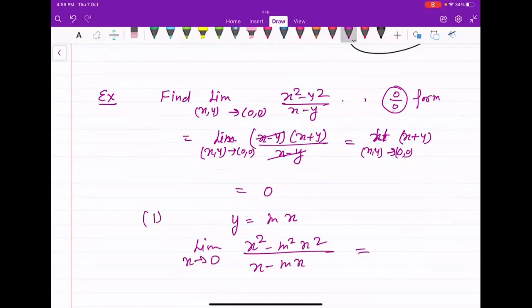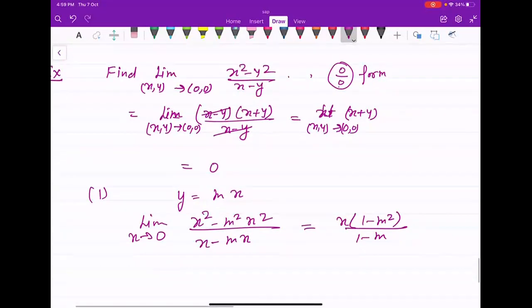In that case, what you're getting is x into (1 minus m square) upon (1 minus m). It is not coming out in terms of m. It is coming out to be 0 if you're taking limit x tending to 0. So in that case, it is again an undetermined case. Just like in one dimension, when you get 0 by 0 form, you cannot conclude anything because it is coming out to be 0. So that's why we have tried to simplify it. But there also it is 0. Yes, 0 is coming, that is okay.